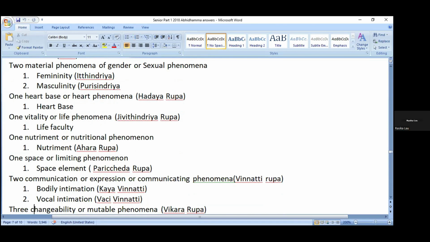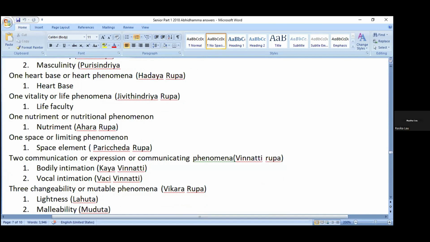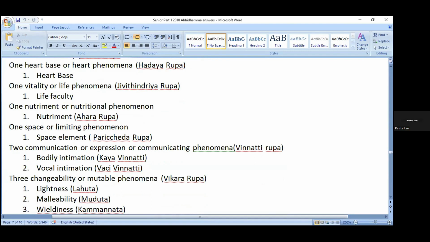Then the last remaining 3, the next 3 is the three changeability or mutable phenomena, Vikara Rupa. As you know, humans have this characteristic. Like when you practice gymnastics or sports, you can do the lightness. If you are mentally trained, lightness, malleability, I mean you can bend as much as possible. Then you can go through spaces, or like those gymnasts, they can do all the various movements that our normal people are not able to do. So this is the next one, the three changeability. Okay, remember all this, then you will get it into your body.